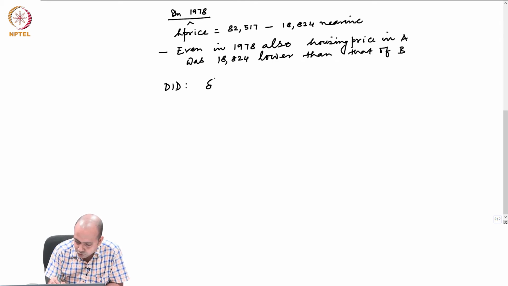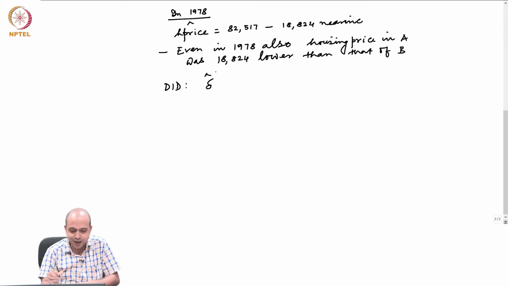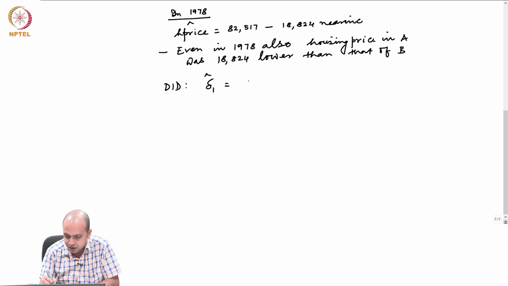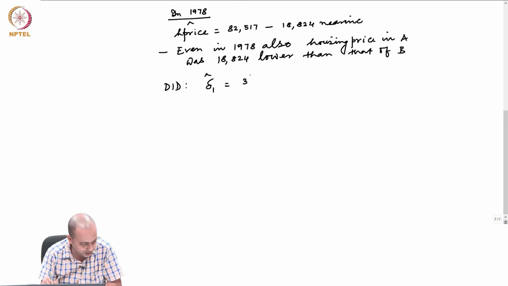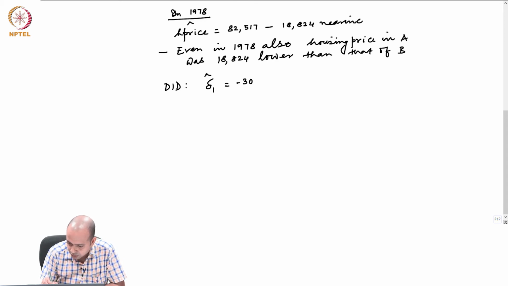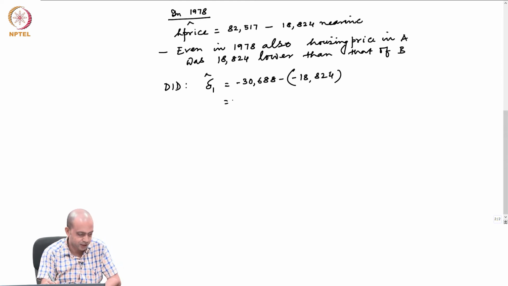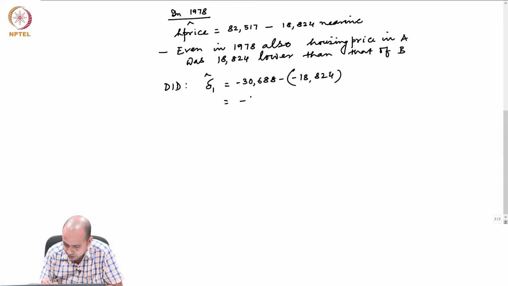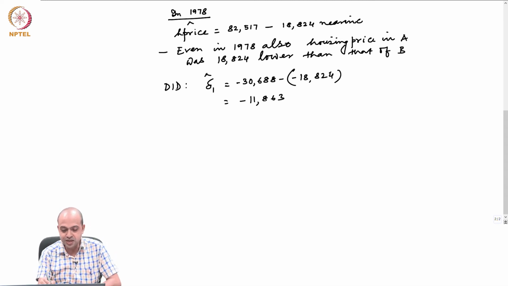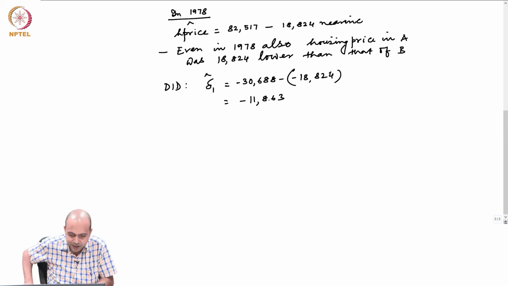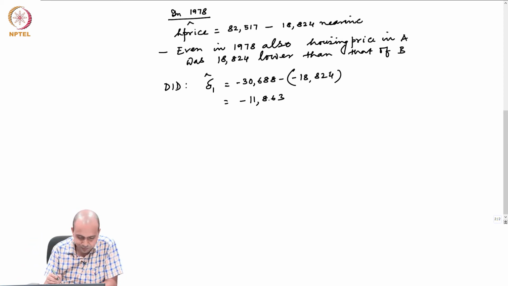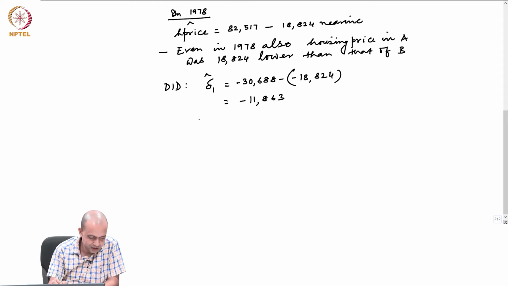So, that means the DID estimate, if you denote it by delta 1 hat, is basically 30,688 minus 18,824, that is basically 11,863 roughly. So, this is the impact, and this is basically the DID. If you try to write it explicitly, then what will happen?